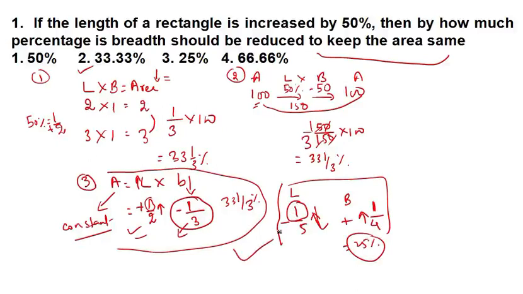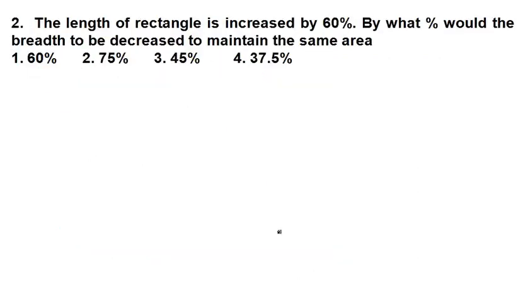So let's move ahead. This is almost the same question, I have just changed the data, nothing else. So I want you to attempt it. The length of a rectangle is increased by 60%. By what percent does the breadth have to be decreased to maintain the same area? Okay, do it.